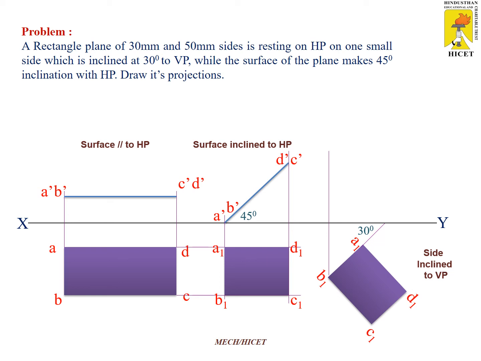After that you draw a small thin vertical reference line from A1, B1, C1, and D1. After drawing the reference line, again you have to draw the reference line from the third position, that is the surface inclined to HP. From there you have to draw a reference line from A dash, B dash, C dash, and D dash.